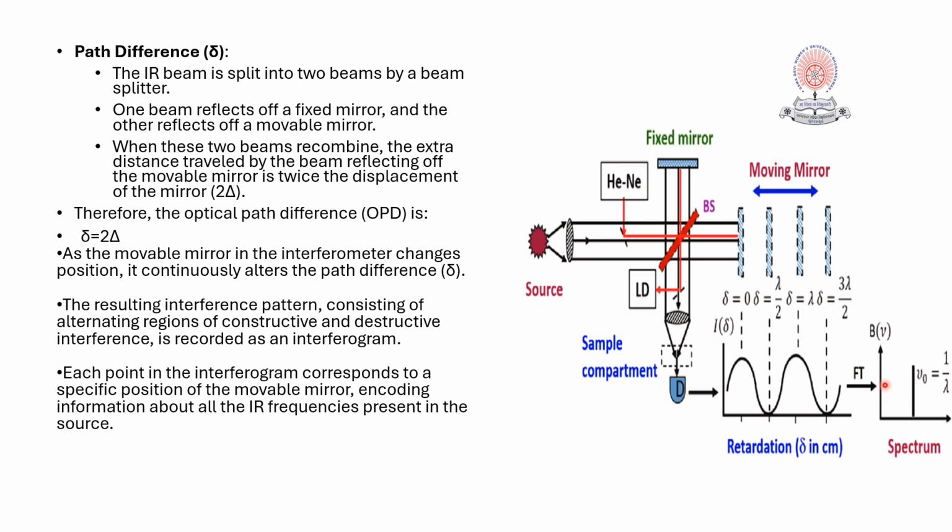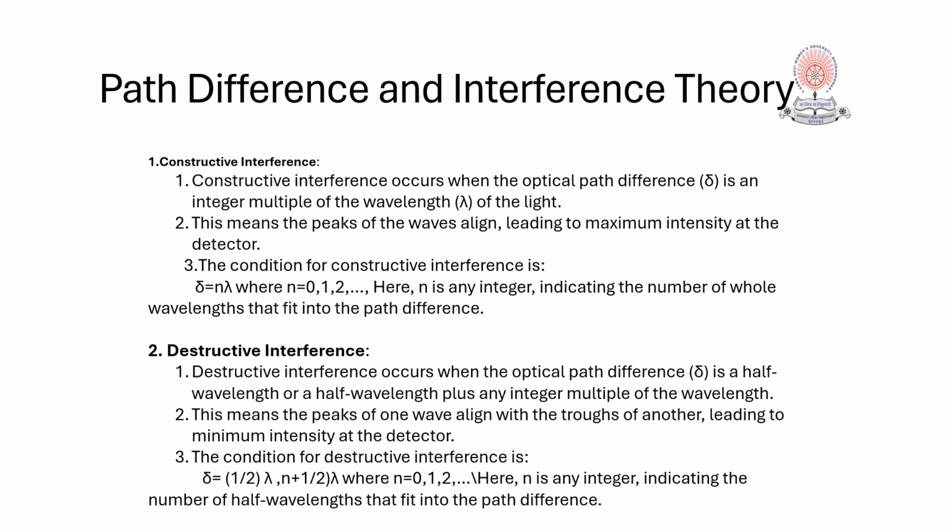And finally we get a spectrum. That is how the interferometer works. Here there is an explanation about optical path difference and the theory of interference. Based on the position of the moving mirror, there may be constructive interference and destructive interference. This has been dealt with in detail at some other place, so this is for information only.